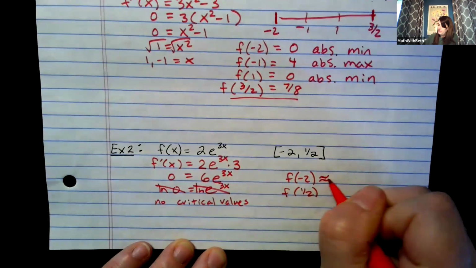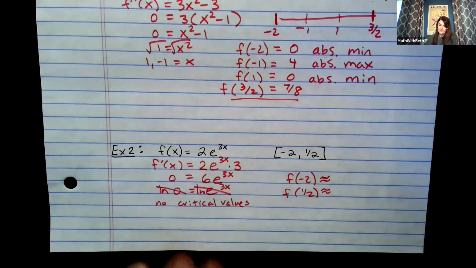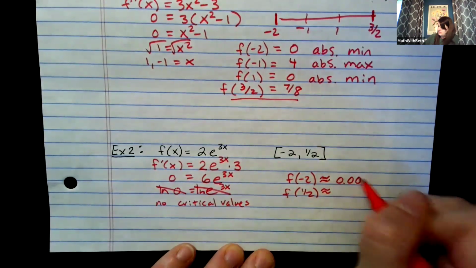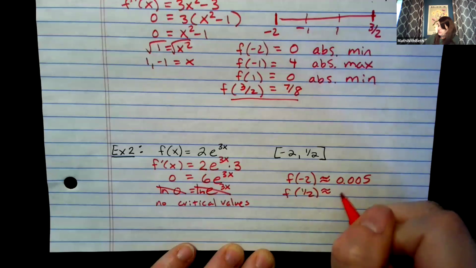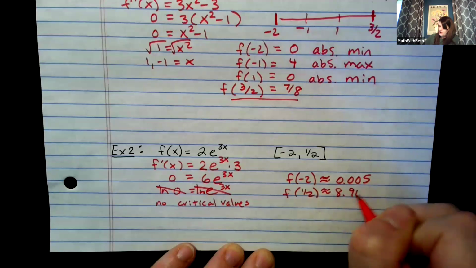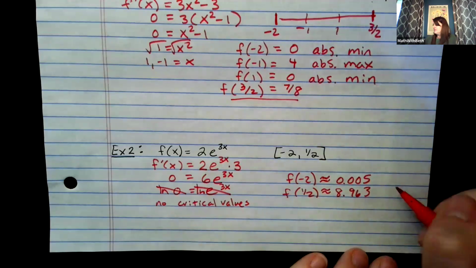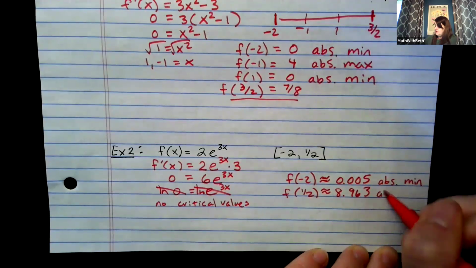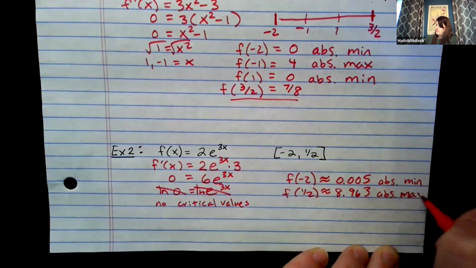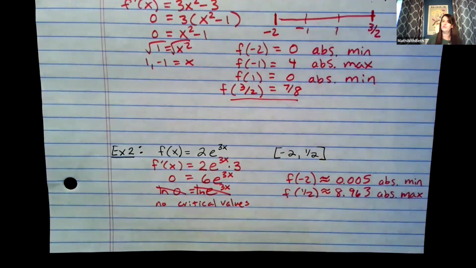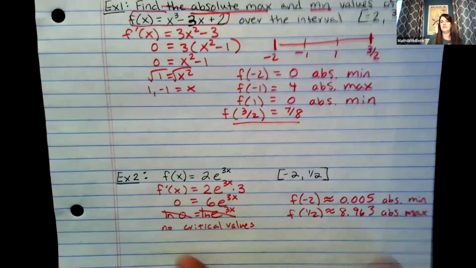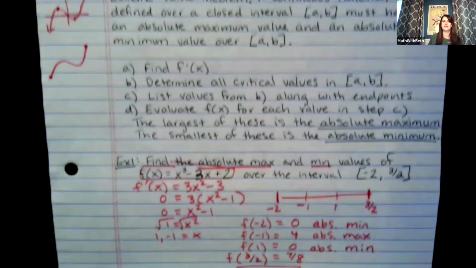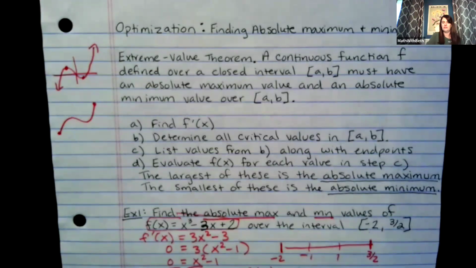So plugging these in, we're going to get decimals. So plugging in -2, I get this. Plugging in 1/2, I get this. So here is my absolute min, and here is my absolute max. So that's it. Just remember to always test your critical values, if you get any, and the endpoints to see which is the largest and which is the smallest.